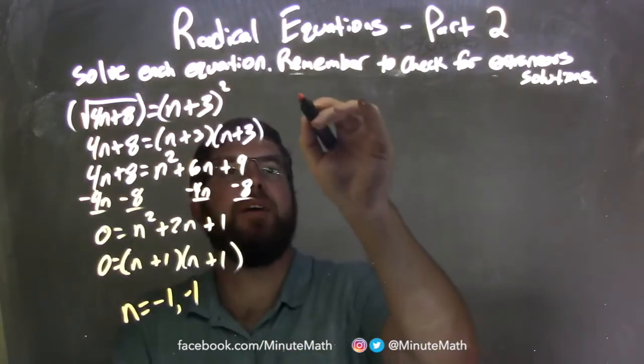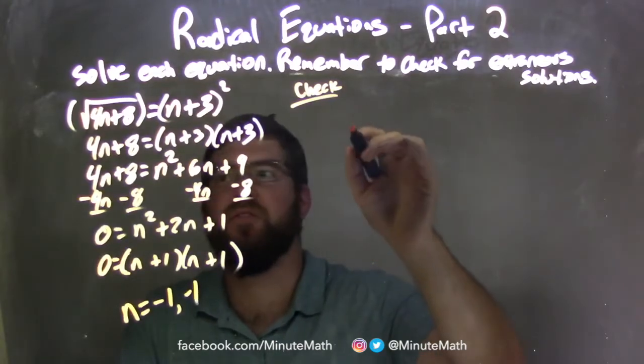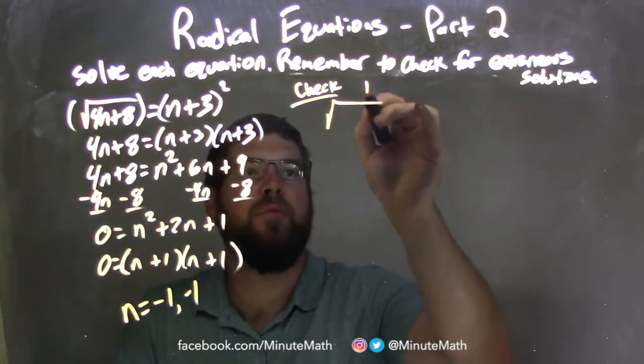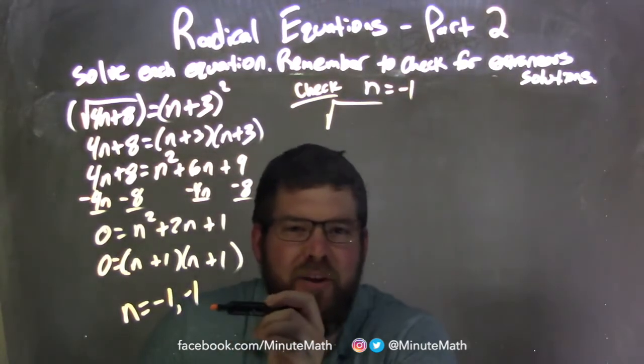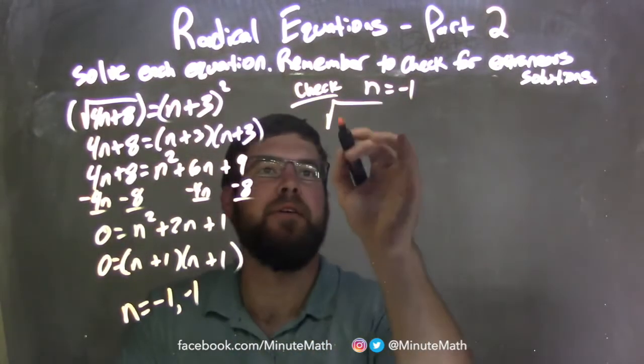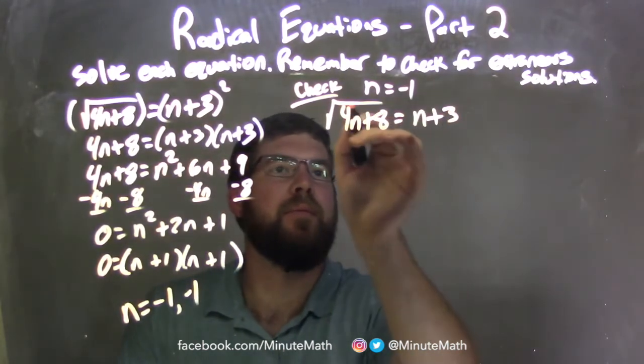So let's check. We check our work here. We're checking, well, really for extraneous solutions, but sometimes we need to check our work. Square root of, what's the first one? Negative 1. And really, I only have to do one check, right? Because negative 1 and negative 1 is redundant to do it twice. So we have 4n plus 8 here equals n plus 3.